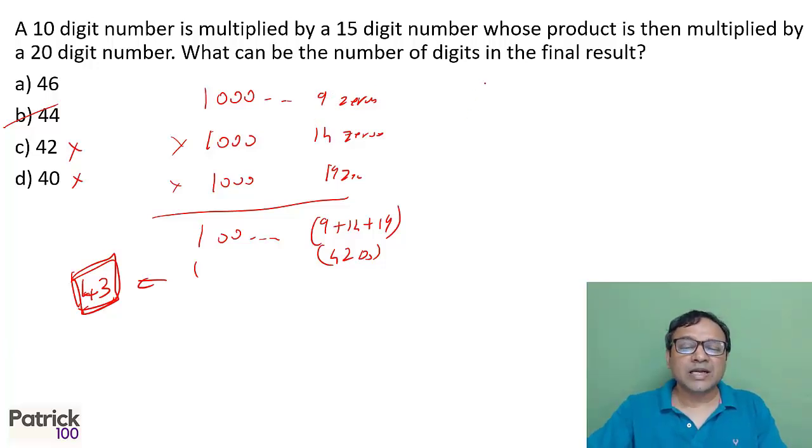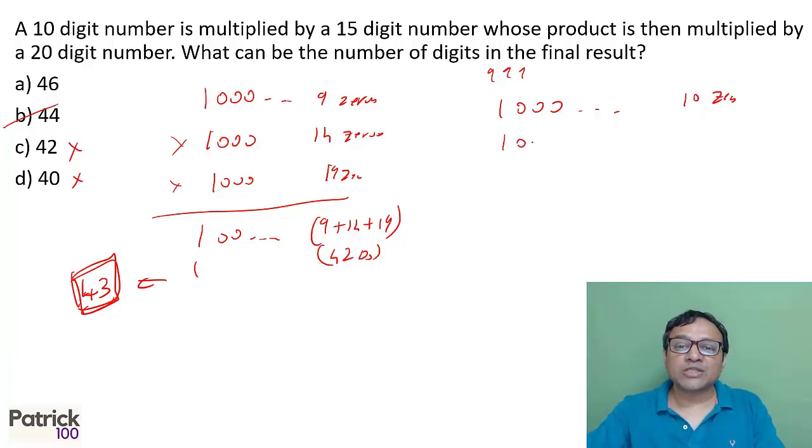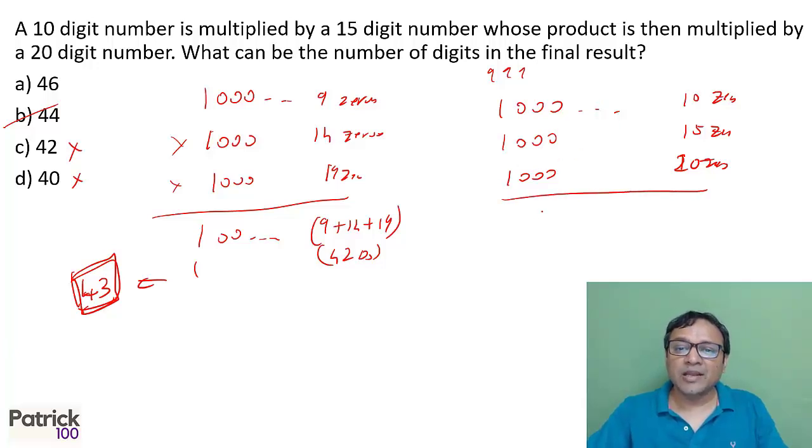How to solve? The largest numbers would be 99999 and so on, but multiplying 999 is very difficult. So we take a number more than that. Let's take 1 and 10 zeros, the smallest 11 digit number. Then the smallest 16 digit number, 1 and 15 zeros. And the smallest 21 digit number. These are just bigger than the largest 10 digit, 15 digit and 20 digit numbers. When you multiply, this becomes 1 and 10 plus 15 plus 20 zeros, 45 zeros. So this is a 46 digit number.